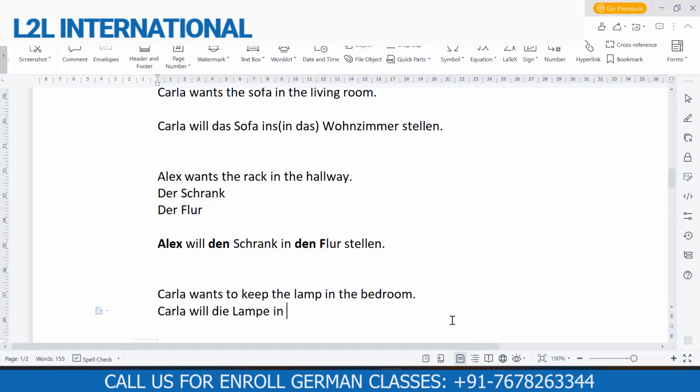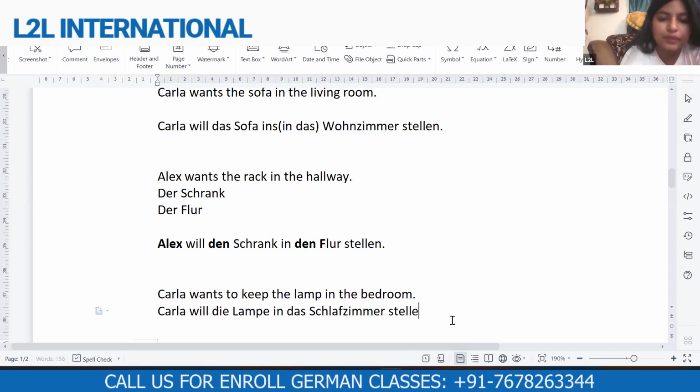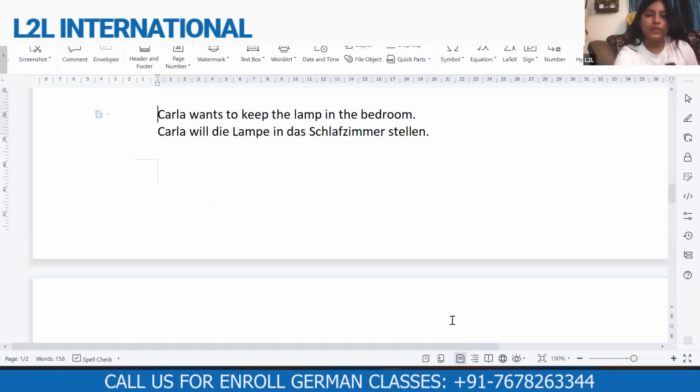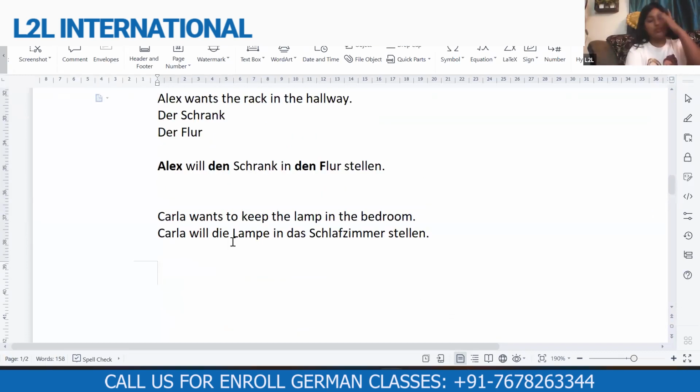In the bedroom, was Das Schlafzimmer. In das Schlafzimmer stellen. Okay, good. So we didn't change the article for the lamp, because even though it's accusative, in the nominative the article remains the same. We don't change it. So that's why the lampa will remain the lampa. And Schlafzimmer's article is das. So in accusative, we also don't change neutrum. So it is stellen. Right.